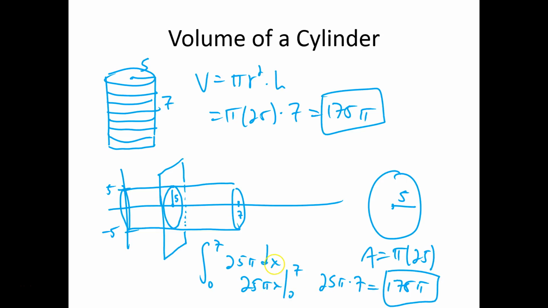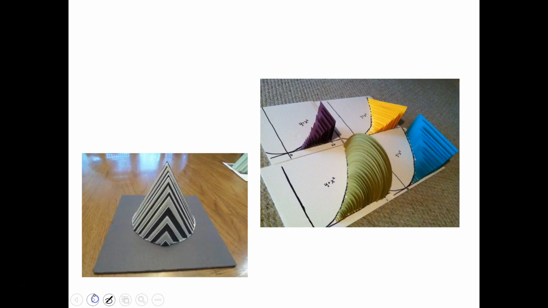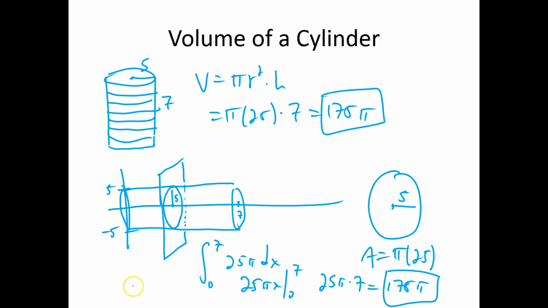The 0 will just give us 0. So just kind of a cool way to see that we can use integration to do this. The general formula that we're using there, yeah, we'll put it in here, is the integral from a to b of the area in terms of x dx. Now in this case, it didn't matter what my x value was. Every single x value gave me an area of 25 pi.